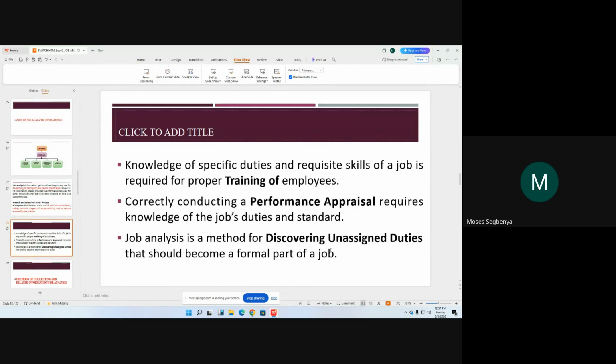And additional information that we can get, or uses of job analysis, is to say that job analysis is a method for discovering unassigned duties that should become a formal part of the job. So if you've done your job analysis very well, you will see what exactly you'll be able to assign and what you have not assigned.